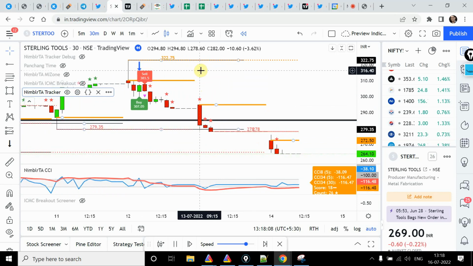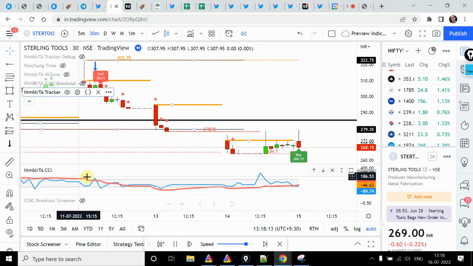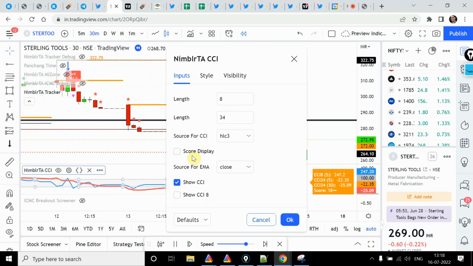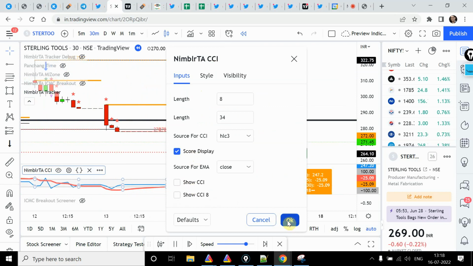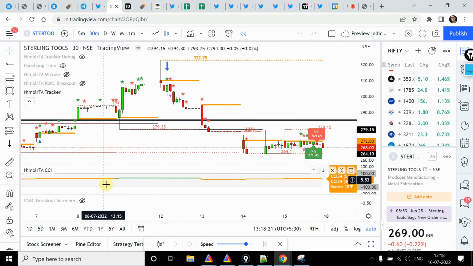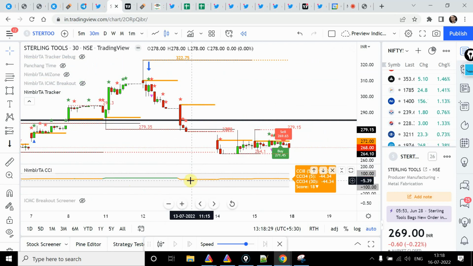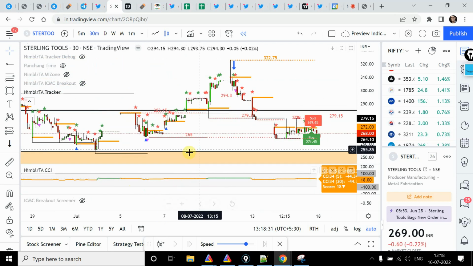If you scroll on this NimblrTA CCI, can we see the green box changing to blue? Yeah, scroll on the chart. You can check it. So this is the health of the stock, right? It is green, then it changed and turned into orange health. And live also it will happen. So if you are tracking it live also it will give you that.